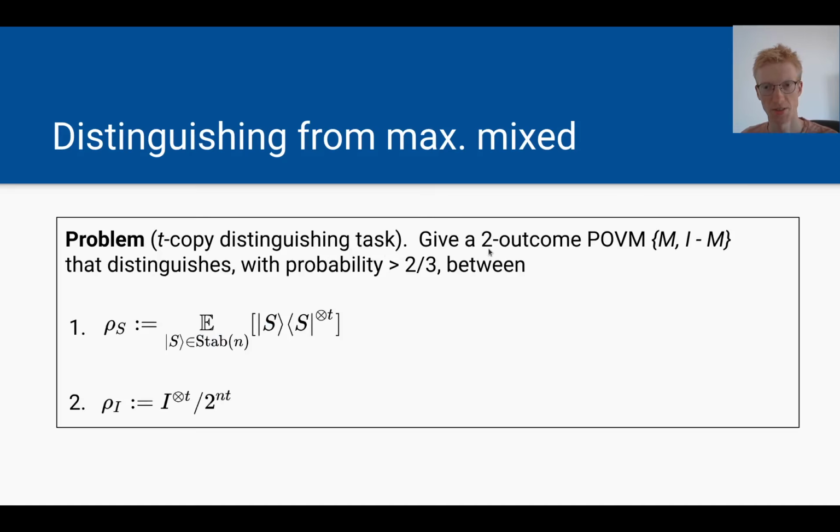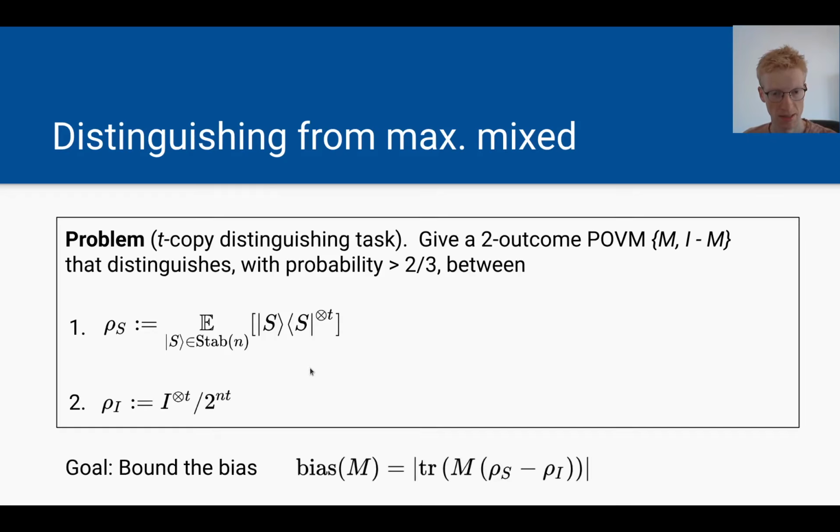Okay, now formally speaking, we formulate this distinguishing task as a t-copy distinguishing task, which is the following problem. You ought to give a two-outcome POVM {M, 1 - M} that distinguishes with probability at least 2/3 between these two states. State 1 here is the uniform mixture of all t-copy stabilizer states, and state 2 is the t-copy maximally mixed state. So this problem formalizes the distinguishing task that I had just mentioned, and it's implicitly dependent on t.